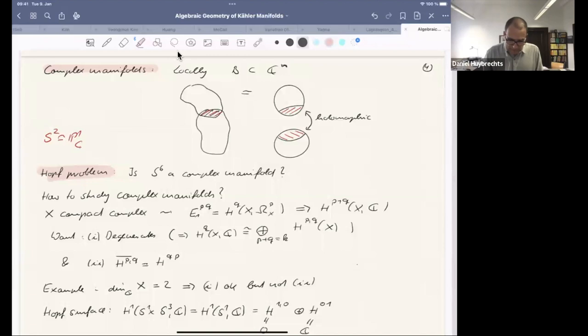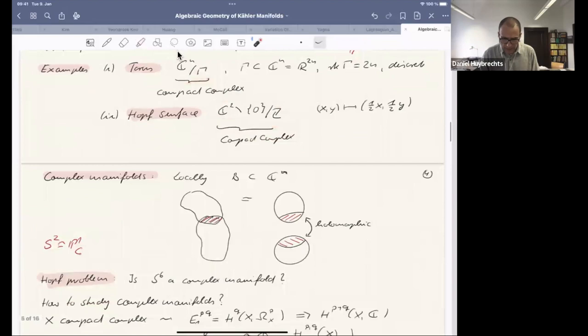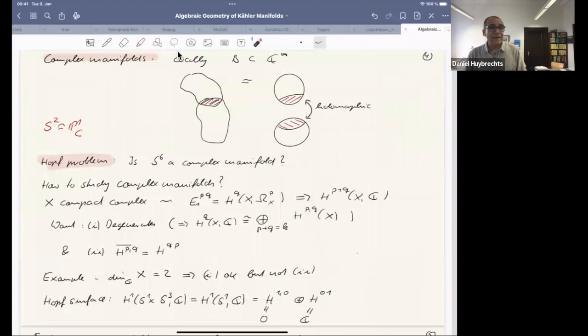Okay, so now the question is, suppose we have a complex manifold, for instance given as a torus or given as this quotient of a surface. Then the question is, how can I study this complex manifold? Is there maybe again something like a Torelli theorem? And so we learned that it's interesting to look at the spectral sequence and the Hodge decomposition. So why not do the same thing here?